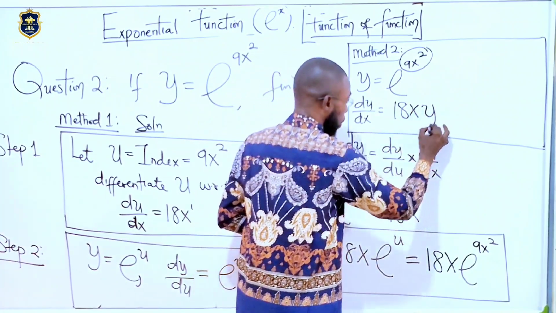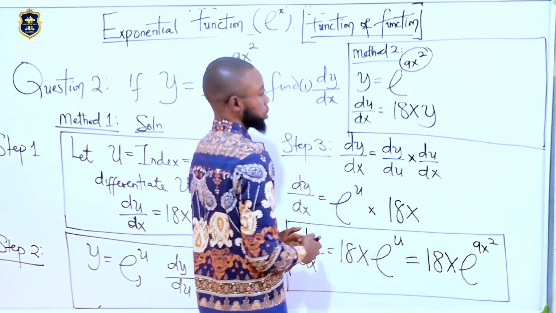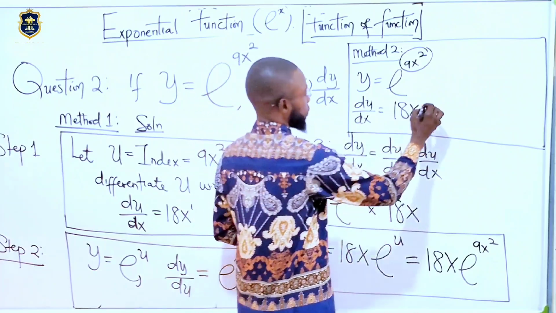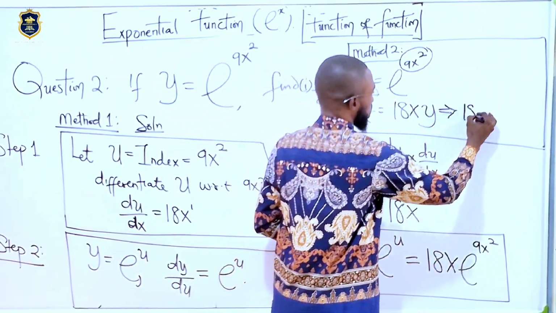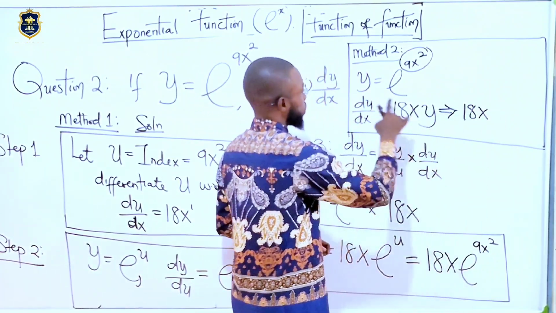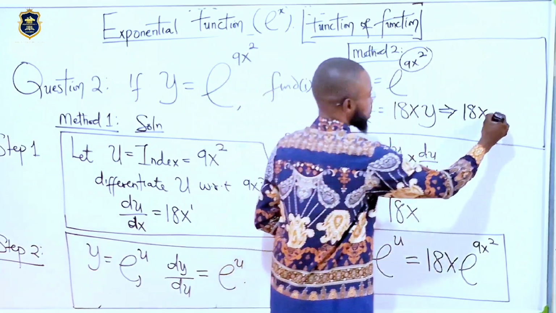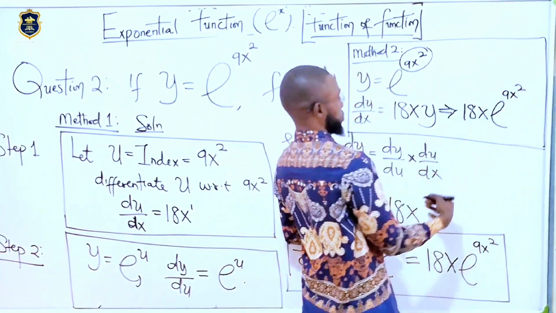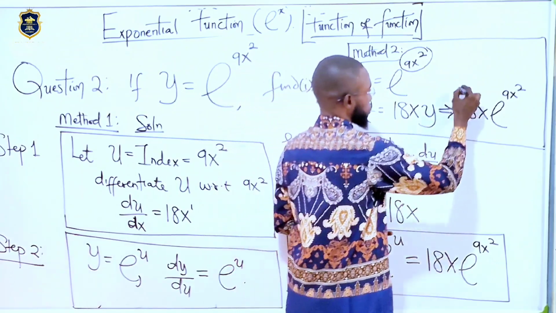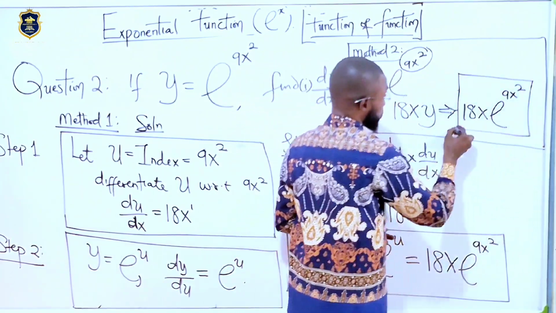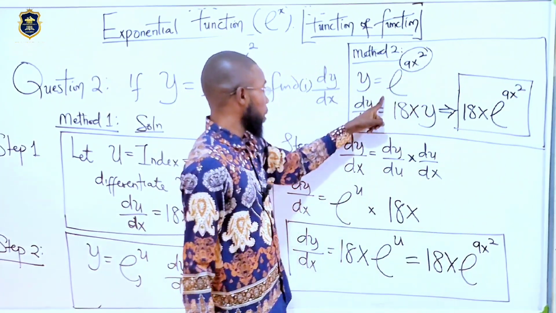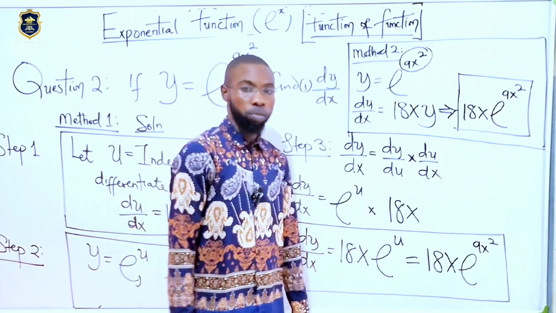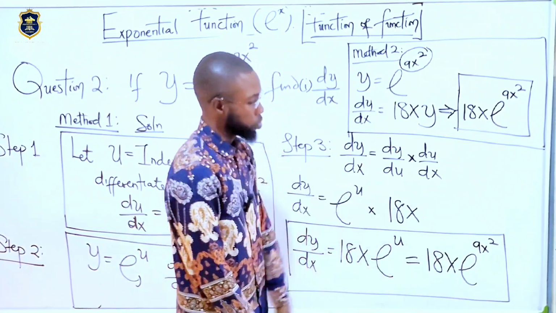And then we multiply by our y. What is the value of y? The value of y is e raised to the power 9x squared. So dy over dx is 18x times e raised to the power 9x squared. See how easy it is? This is our answer. Differentiate the index and multiply by the original function.